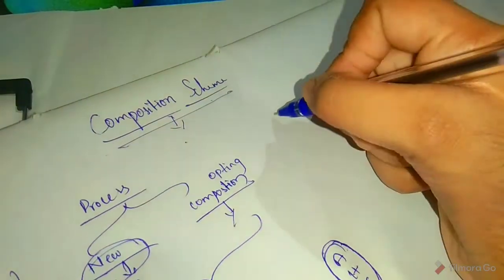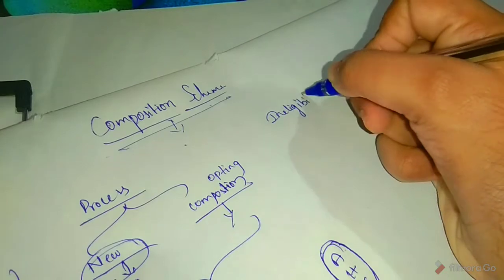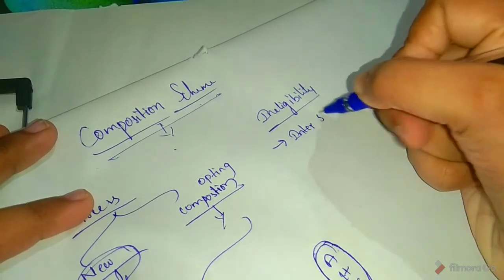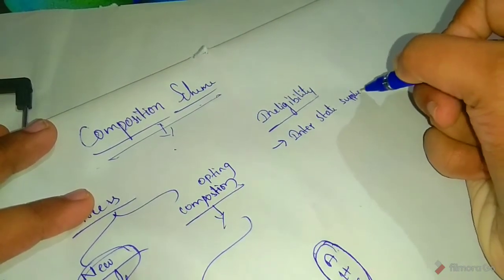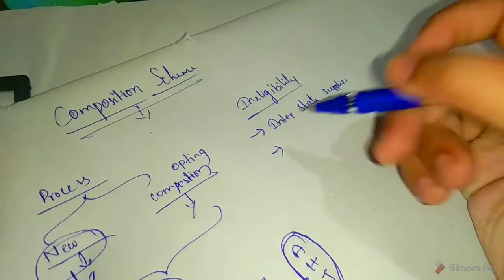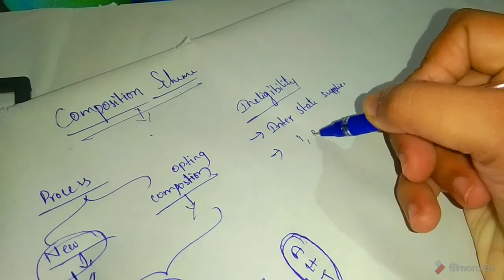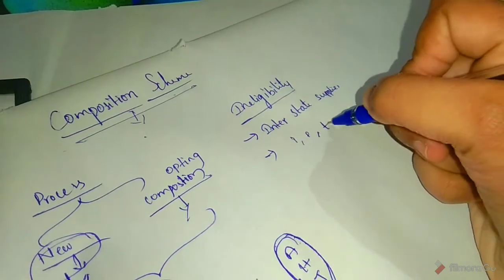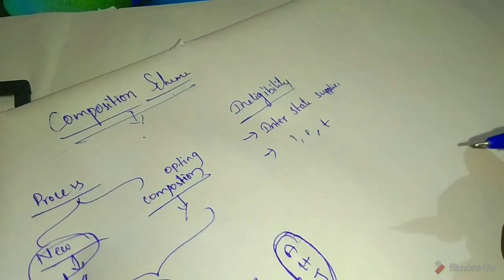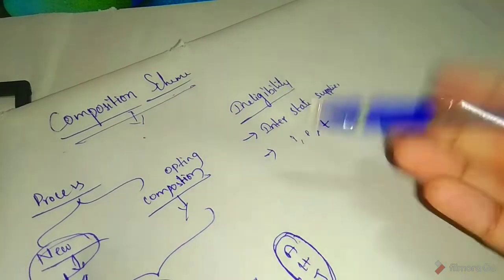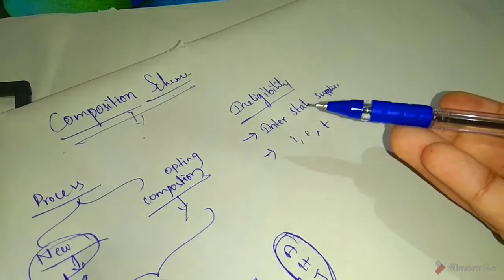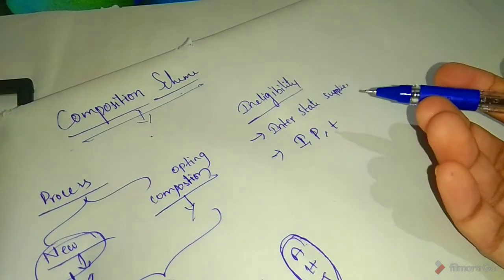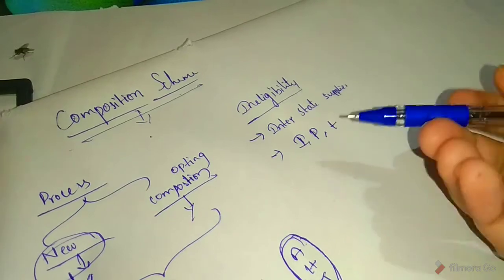Next, ineligibility for composition scheme. See, in that, interstate supplies. And next one, manufacture of ice cream, pan masala, tobacco and manufactured tobacco substitutes. See here, manufacture of ice cream and other edible ice, whether or not containing cocoa. And next, pan masala. And next, tobacco and manufactured tobacco substitutes.